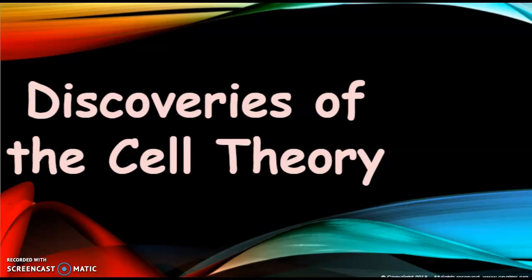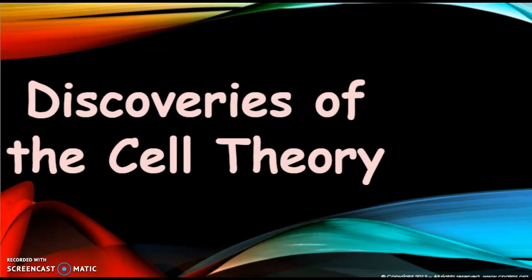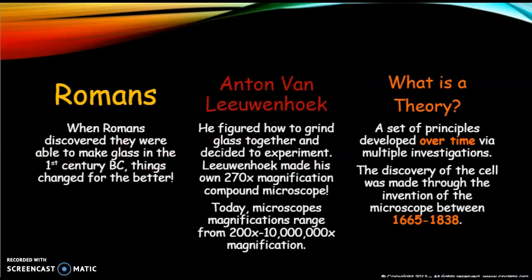Okay, so we're going to talk about the discoveries of cell theory and how cells were discovered and how we were able to look at cells today and know that this is the basic structure of life. Okay, so this happened around the first century BC. Starts with the Romans, like most things, starting with the Romans or the Greeks.